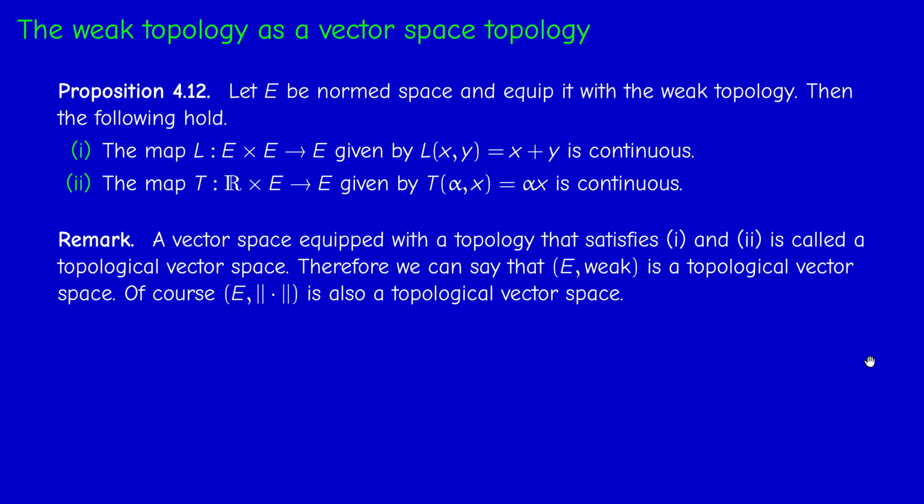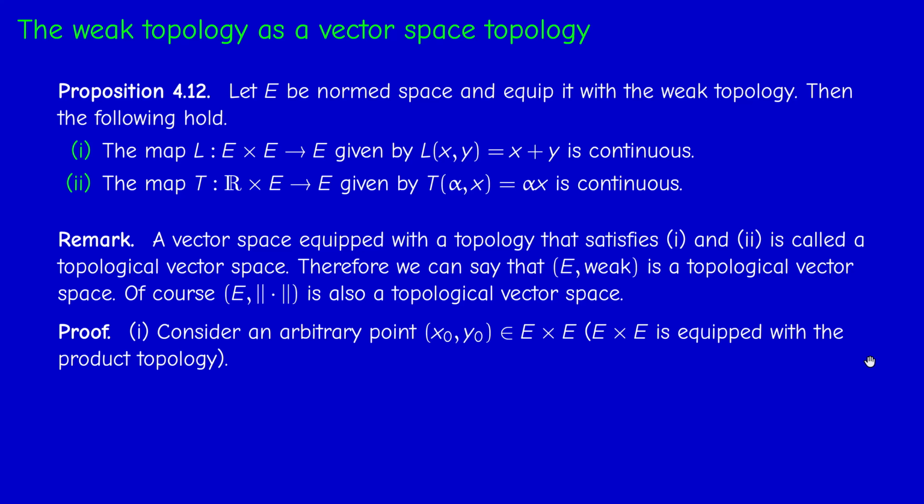Okay, how do I prove that? This is a good exercise to test our understanding of the weak topology. I have to prove that L is continuous at every point. So I pick an arbitrary point x0, y0 in E times E, and here, when we say nothing, E times E is equipped with the product topology. By the way, if you are interested, you can prove that this product topology coincides with the weak topology on E times E, because E times E is also a normed space. So there is a weak topology on E times E. But we don't need that in this proof.